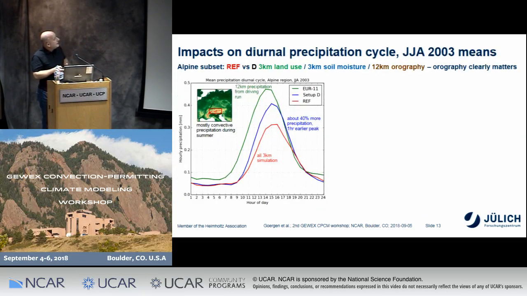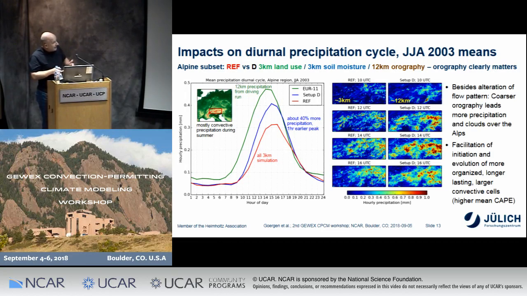Again, looking now at this thing that orography seems to dominate, we have here again our model domain looking just at the alpine subset. You see here in red the reference, so that's all 3 kilometers. And in blue, it's the run where we change only the orography to 12 kilometers. We have more precip. We have shifted a peak of precip. We're looking here at the means, the 2003 summer means averaged over this whole box. And this would be, for example, the 12-kilometer only run. Everything is 12 kilometers, OK?